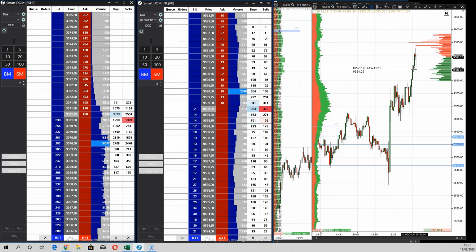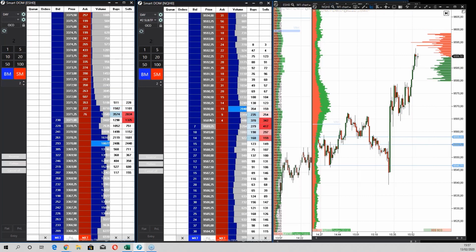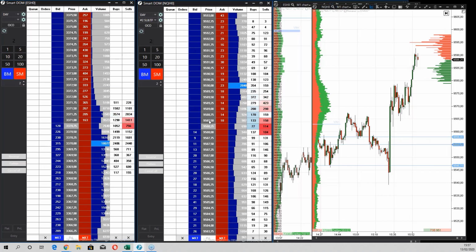So it's very important to just let the market take the decision for you. If you are buying and you see a lot of sellers, just exit. Exit straight away. Don't wait for the market to go to your stop and lose money in a not very clever manner.